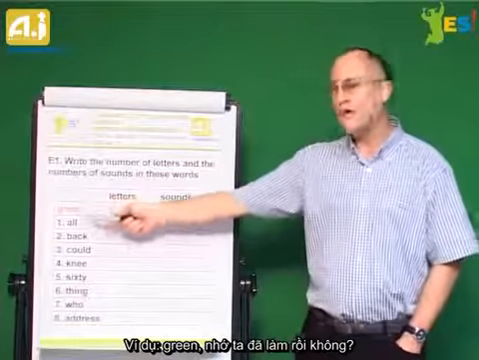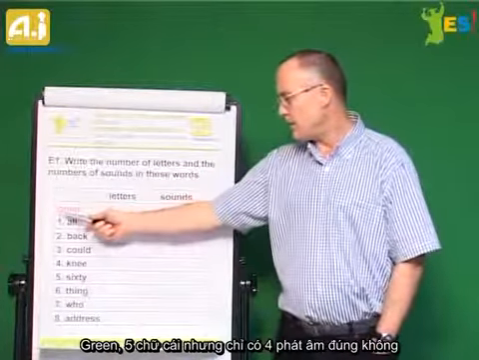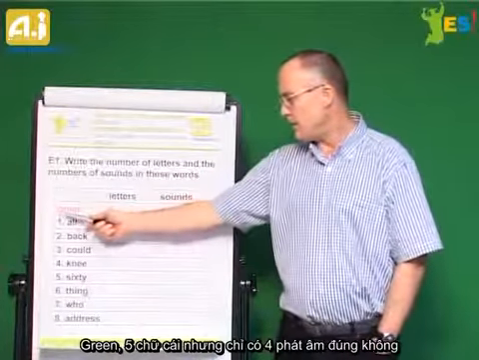The example, green. Remember, we did this earlier. Green. There are 5 letters, but there are only 4 sounds in this word. G, R, E, N. Right? Let's have you try some exercises, but we'll do one more together, okay?